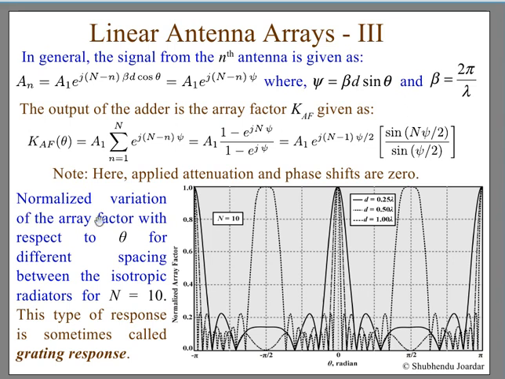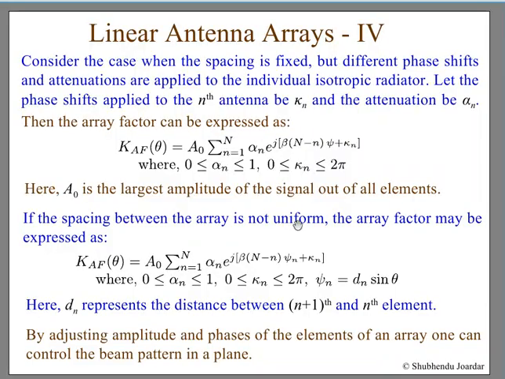So this is the normalized variation of array factor with respect to theta for different spacings. This type of response is sometimes called grating response. Because of this repetition, it is called grating response. Because in a grating you can see that there are several lines, and here also the same thing actually comes again and again. So that is why it is called a grating response. It's just a name, nothing to do with diffraction grating.